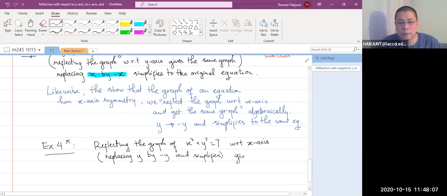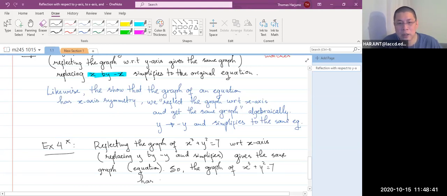Give the same graph. Graphically, in parentheses, algebraically, give the same equation. So the graph of x cubed plus y squared equals 7 has x-axis symmetry.